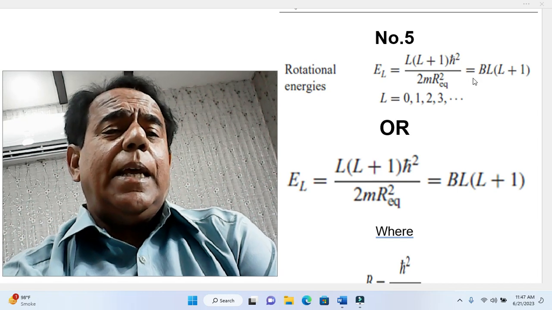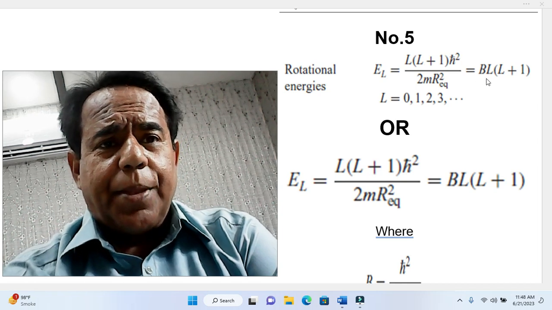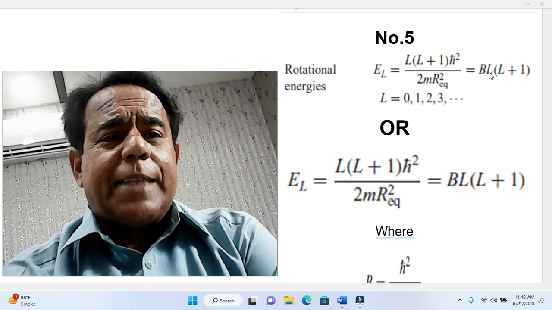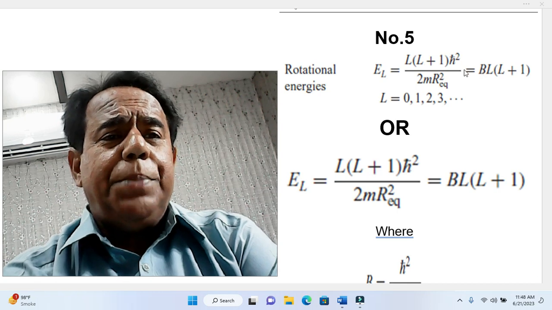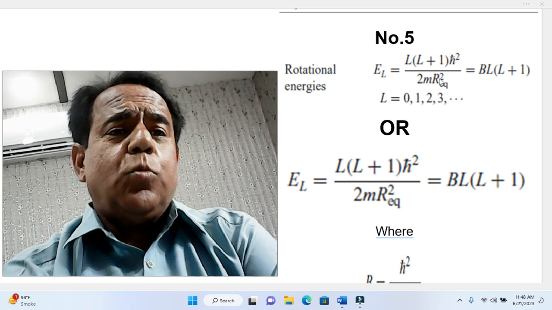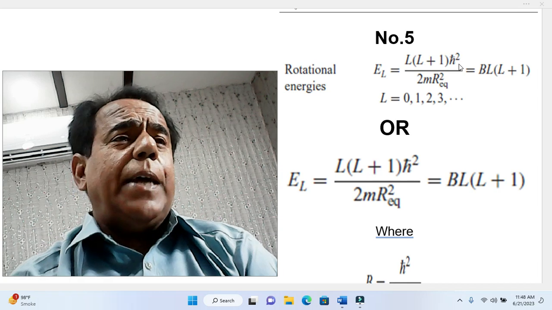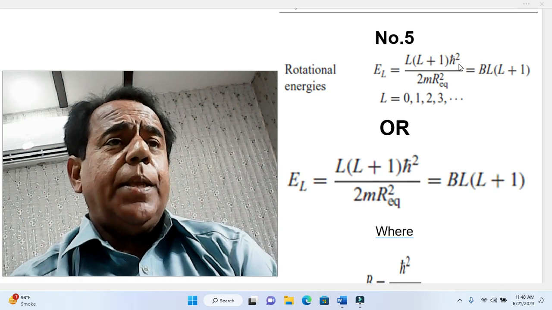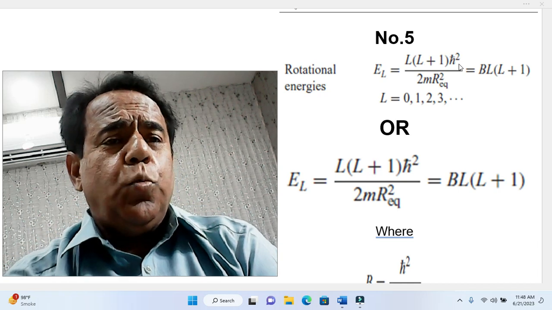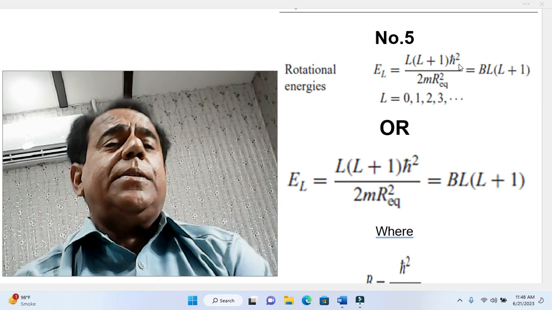Dear students, we can easily conclude that when L and L plus 1 is present in this expression, then B, capital B, is equal to h cut square over 2 m r equilibrium square. Okay, where h cut is actually Planck's constant divided by 2 pi. Planck's constant h divided by 2 pi is called h cut or h bar or h reduced.